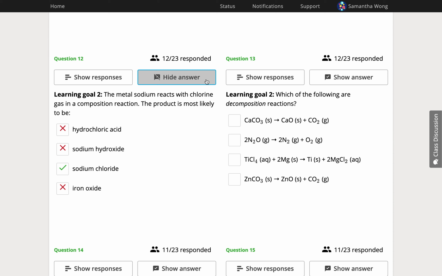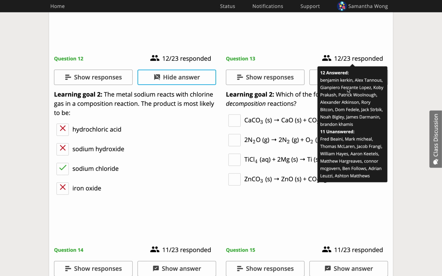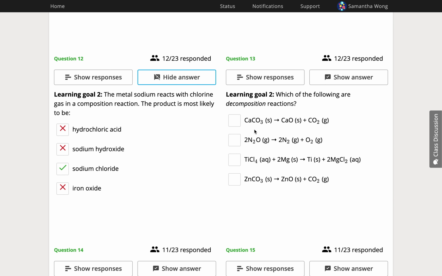Moving on, for number 13, which of the following are decomposition reactions? So, keeping in mind decomposition reactions start with one reactant and it breaks down into multiple products. So, let's look at the options that have one reactant first. So, A does, B, not C, because there's 2 there, and D. So far we've got these 3.